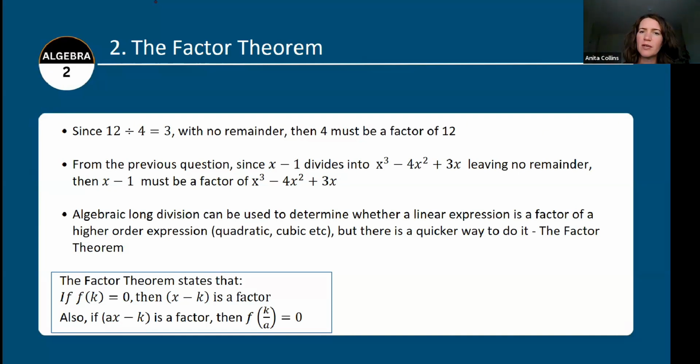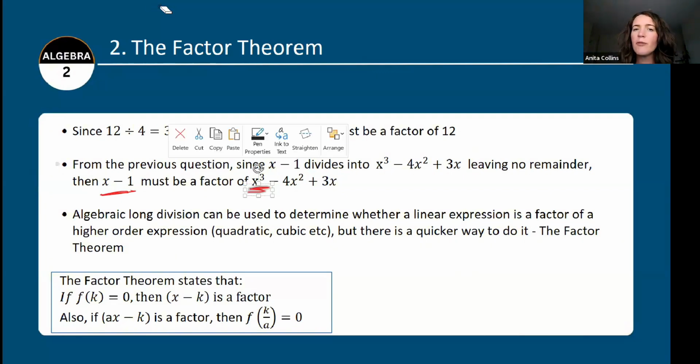Now, from the previous question, we had that x minus 1 divides into x cubed minus 4x squared plus 3x, and there was no remainder. Then we know that x minus 1 must be a factor of x cubed minus 4x squared plus 3x. No remainder. It divides in, it must be a factor. Now, algebraic long division can be used to decide whether a linear expression, so that's your x minus 1, is a factor of a higher order expression, so a quadratic or a cubic, in our case, a cubic. But there is a quicker way to do it, and that quicker way is the factor theorem.